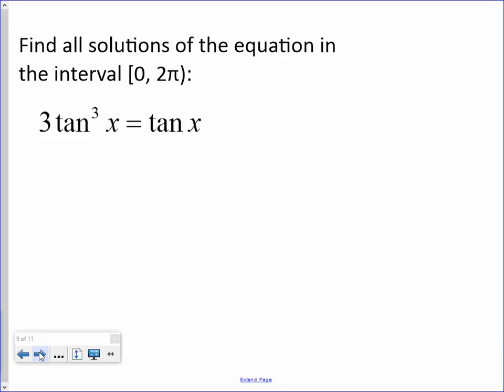Our last example is 3 tangent cubed x equals tangent x. I do want you to think out some steps with your groups here in just a moment, so I'll give you some time to jot this down. We are solving to find all the solutions for the equation in the interval 0 to 2 pi. And we've got 3 tangent cubed x equals tangent x. Have that conversation for about 30 seconds with your groups. What would be some steps you would take to solve?